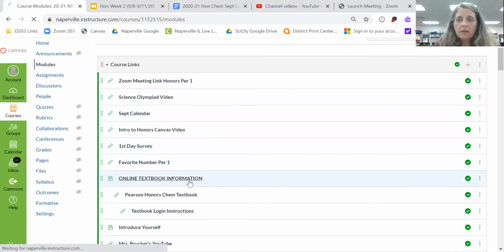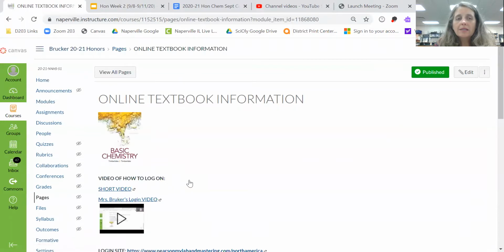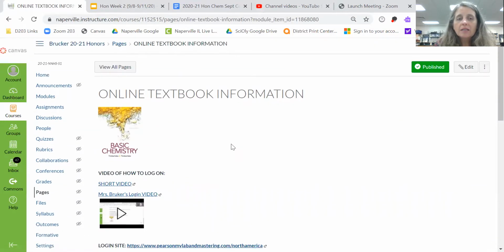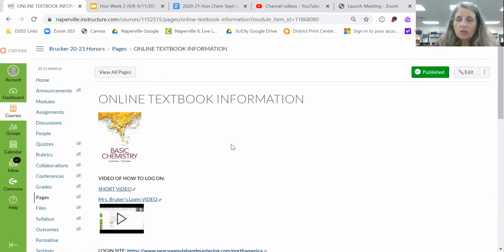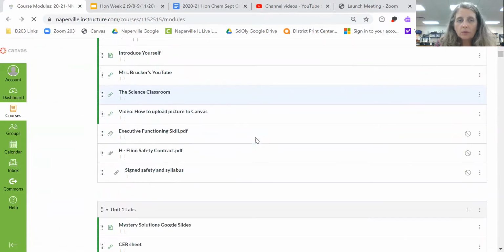One thing we do have in this course is the textbook. It is an online textbook, and the kids have been logging on and starting to use it this week. We're trying to see if we have any issues with them getting access to that textbook. That seems to be going well, and that's going to be our textbook for this course.